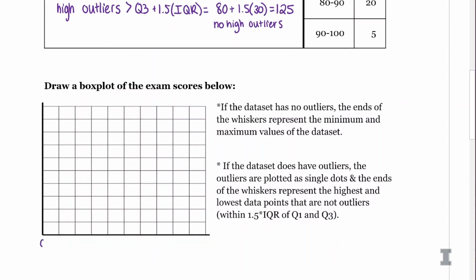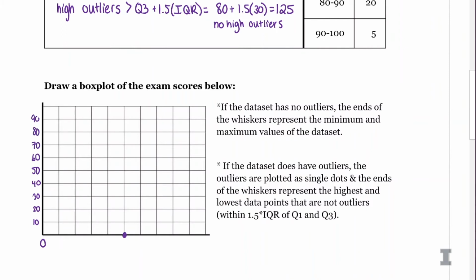So let's go ahead and do it. So I am going to mark my outlier first. I always like to do that. So I am going to say that 0 is just this bottom line, so I can put it anywhere in this plot. So I'm going to draw a little dot right at 0. And then I'm going to go ahead and label this y-axis in terms of tens, since this exam goes from 0 to 100. And then after I draw my outliers, I always like to go ahead and do the box.